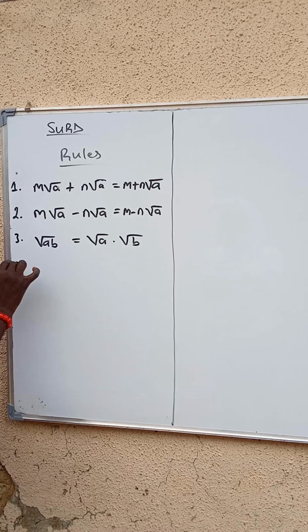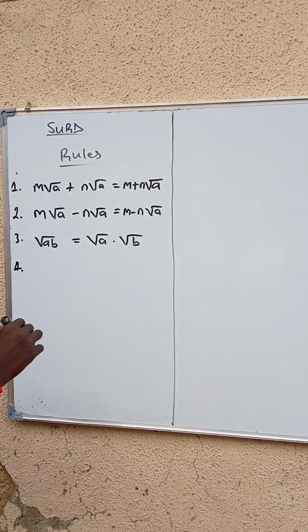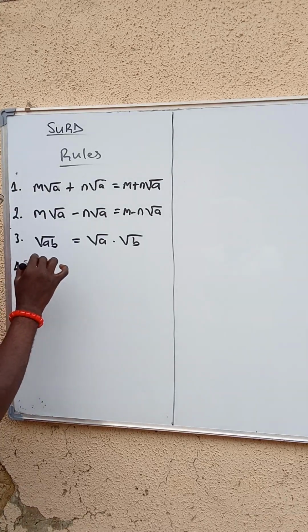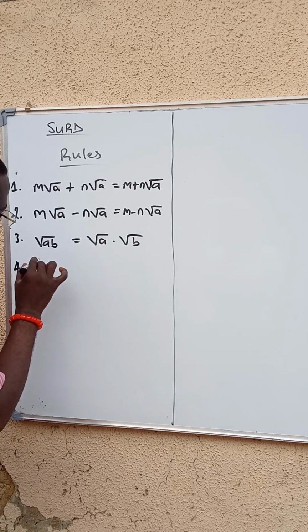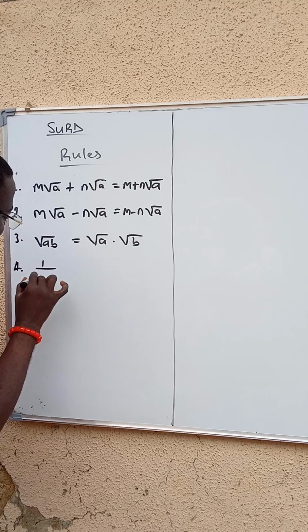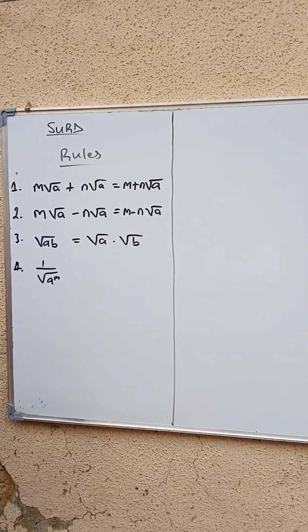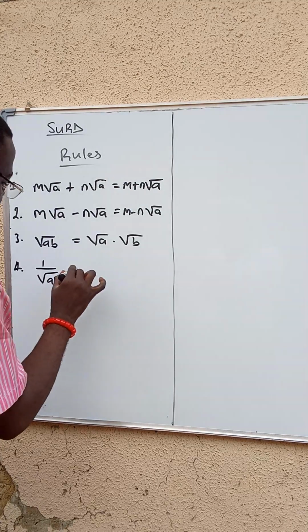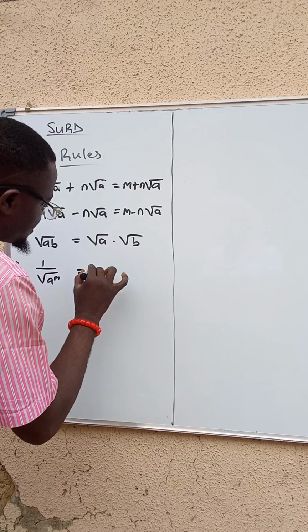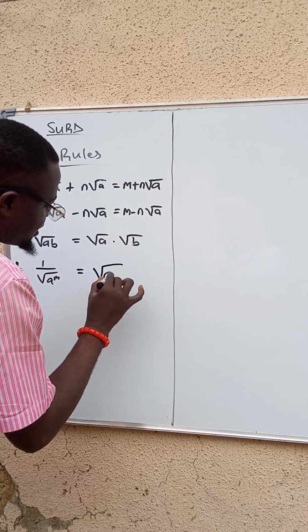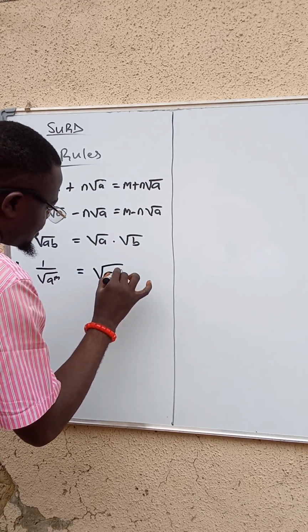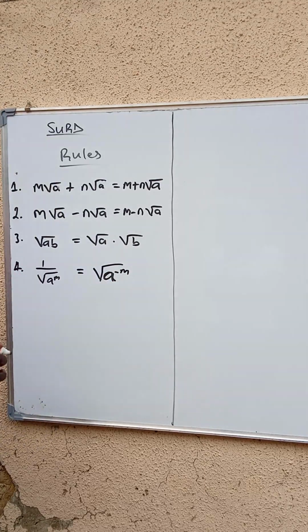Now, number 4. If I have 1 over root am, this will give me a minus m.